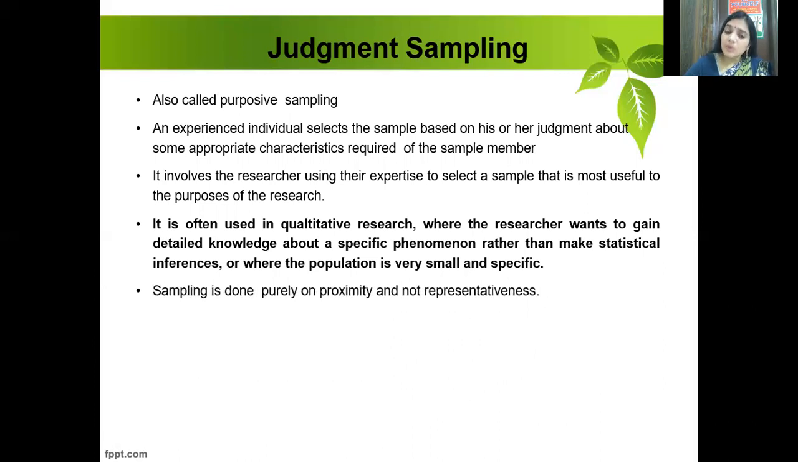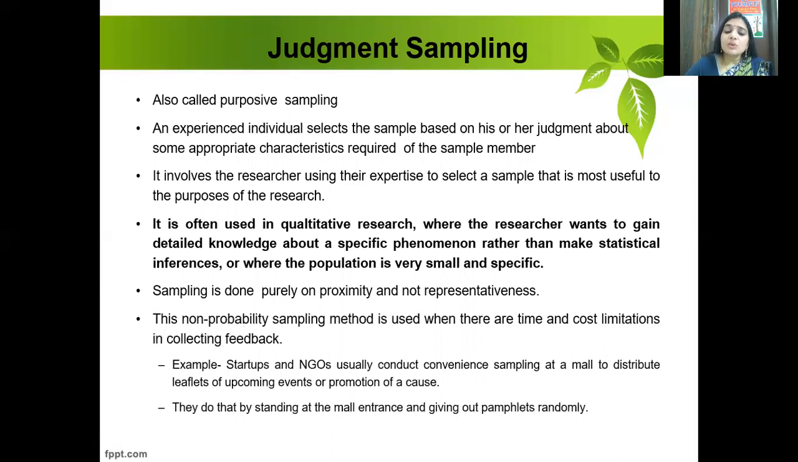Sampling is done purely on proximity and not representativeness. It cannot be a representative of the whole population at all. This non-probability sample method is used when there are time and cost limitations in collecting feedback. For example, startups and NGOs usually conduct convenience sampling at a mall to distribute leaflets of upcoming events or promotion of a course. They do that by standing at the mall entrance and giving out pamphlets randomly, right? So people who have not visited the mall would not be a part of that particular upcoming event. So that is a kind of bias we'll be facing in this sampling.